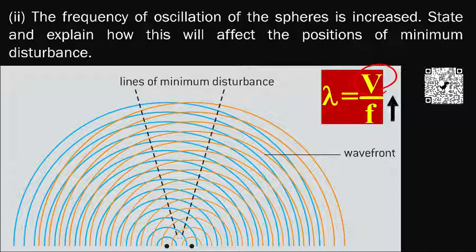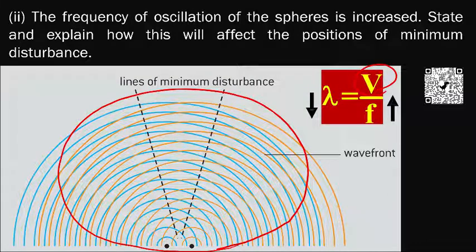If you increase the frequency, the denominator of the fraction is increased, so the whole fraction will decrease, and so lambda will be smaller. For smaller lambda, we have a contraction of the interference pattern. So the lines of minimum disturbance, the wavelengths, everything will be smaller because the whole pattern will contract. So the positions of those minimum disturbances will be closer to each other.